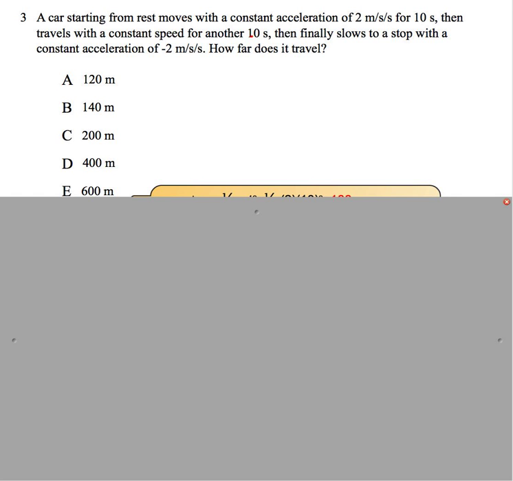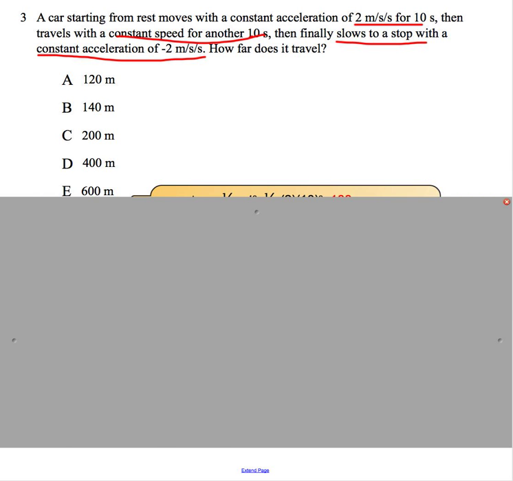Okay, and the next question: a car travels from rest, moves with constant acceleration of 2 meters per second squared for 10 seconds. And then it moves with constant speed for 10 seconds, and then finally slows to a stop with constant acceleration of minus 2 meters per second squared. How far does it travel during all this time? So stop the tape and see if you can figure this out. I'll give you a hint. It's easier to sketch a graph of the motion before you even start.